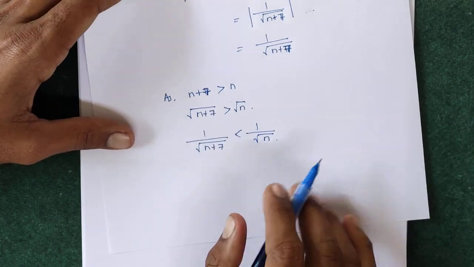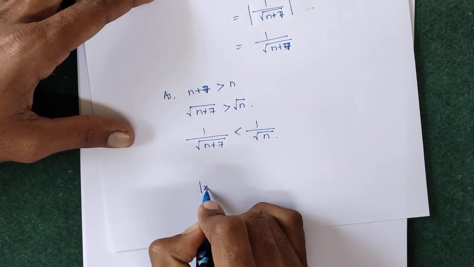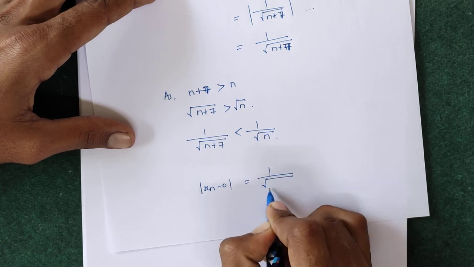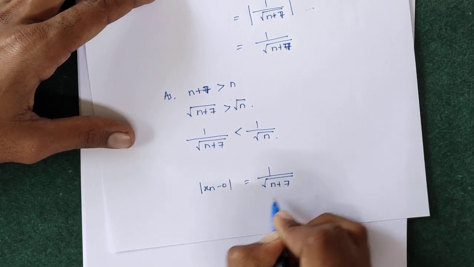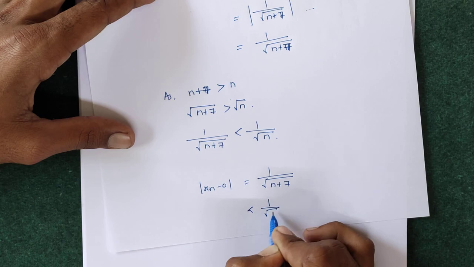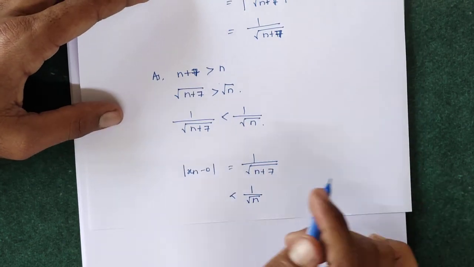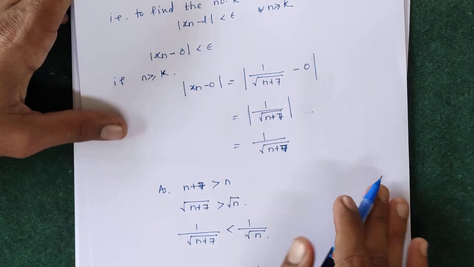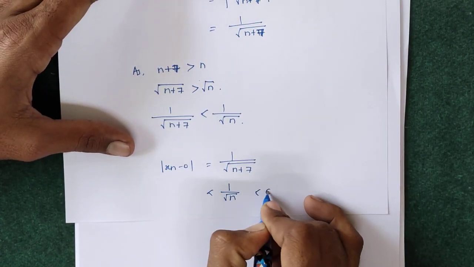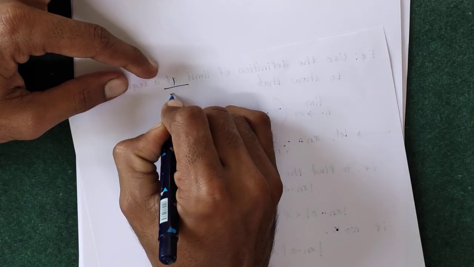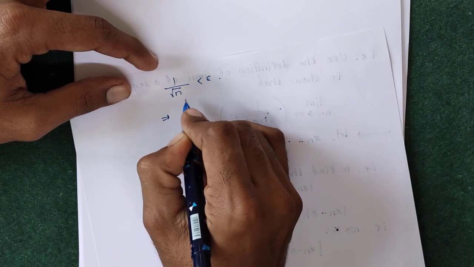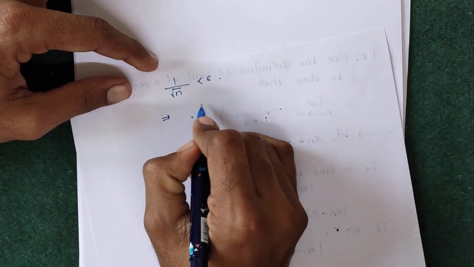So we can write mod of xn minus 0, which is equal to 1 upon root of n plus 7, is clearly less than 1 upon root n. We are taking n greater than or equal to k, so this is less than epsilon. So here we get 1 upon square root of n is less than epsilon. We have to find the value of n greater than or equal to k, so we are just looking to find the value of k.